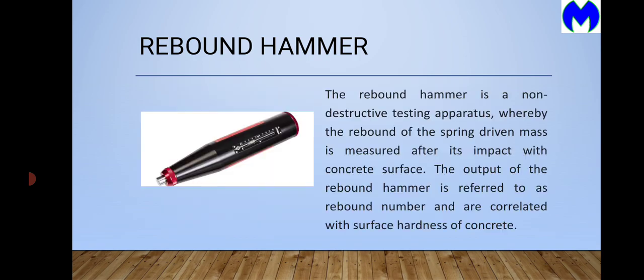Okay, so the rebound hammer is a non-destructive testing apparatus whereby the rebound of the spring-driven mass is measured after its impact with the concrete surface. The output of the rebound hammer is referred to as rebound number and are correlated with the surface hardness of concrete.